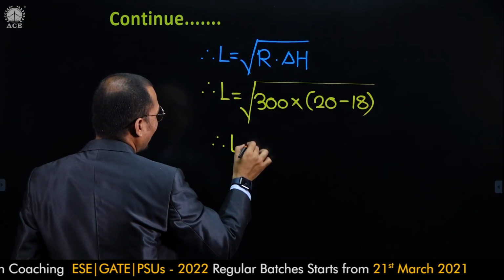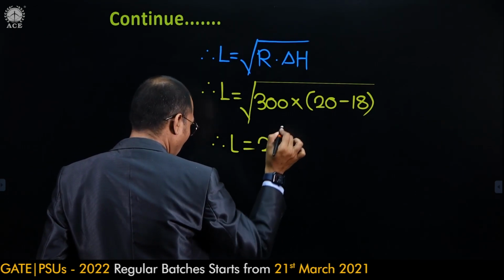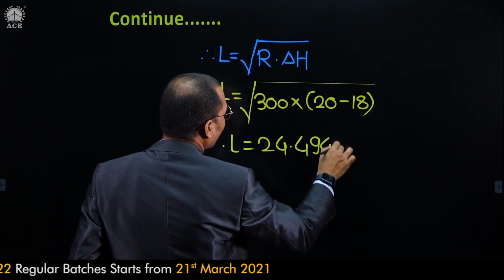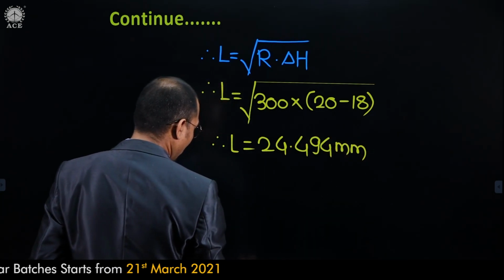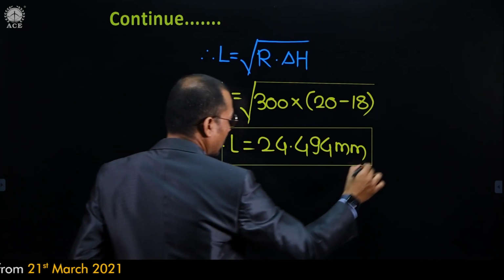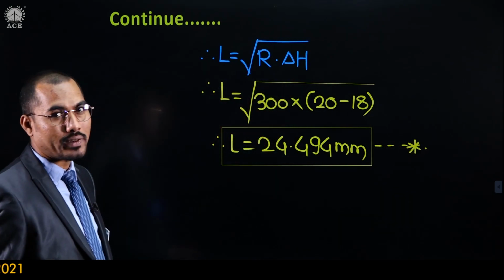Go and calculate the L value. If we calculate it honestly, honesty is important there, it is 24.494 millimeter. So we got it. I'll say that this is exactly the answer, 24.494 millimeter.